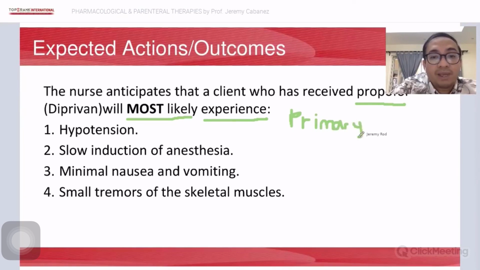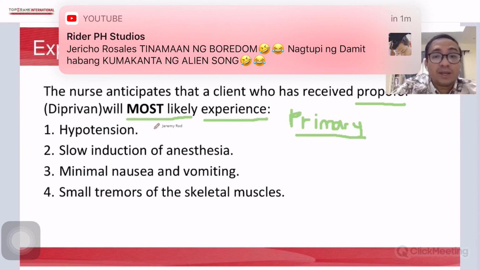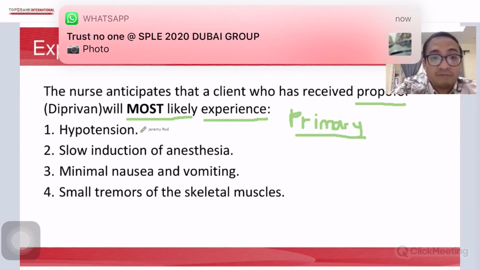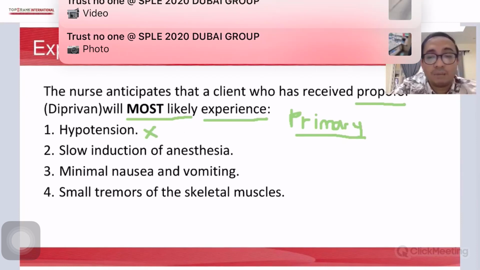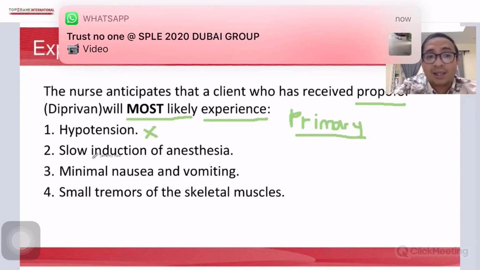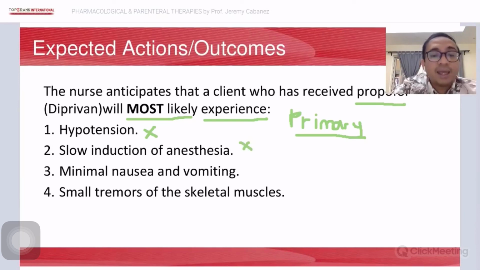Okay, now, is the primary effect hypotension? Hypotension? The answer is no. Bakit? Hypotension is usually an adverse effect of the drug. So definitely, we eliminate number one. Next, number two, slow induction of anesthesia. Question, is it slow acting or fast acting? This is a fast acting drug. So definitely, eliminate number two. Hindi rin yun kasama. Three, minimal nausea and vomiting. What do you think? Yes, this is the side effect of the drug propofol. So, pwede kasi minimal naman ang nausea, vomiting, okay? So, pwede ding mangyari ito.